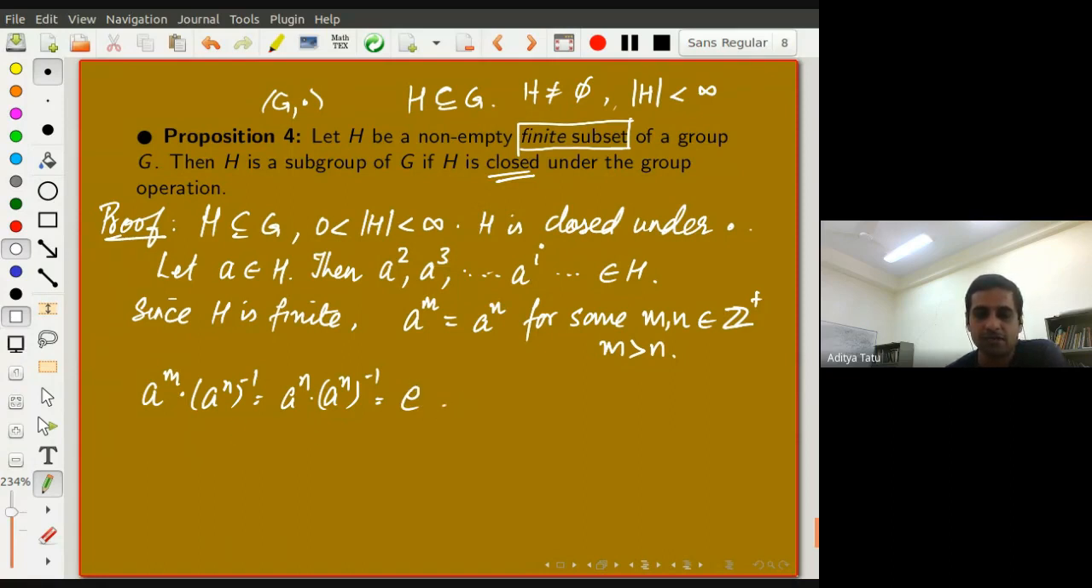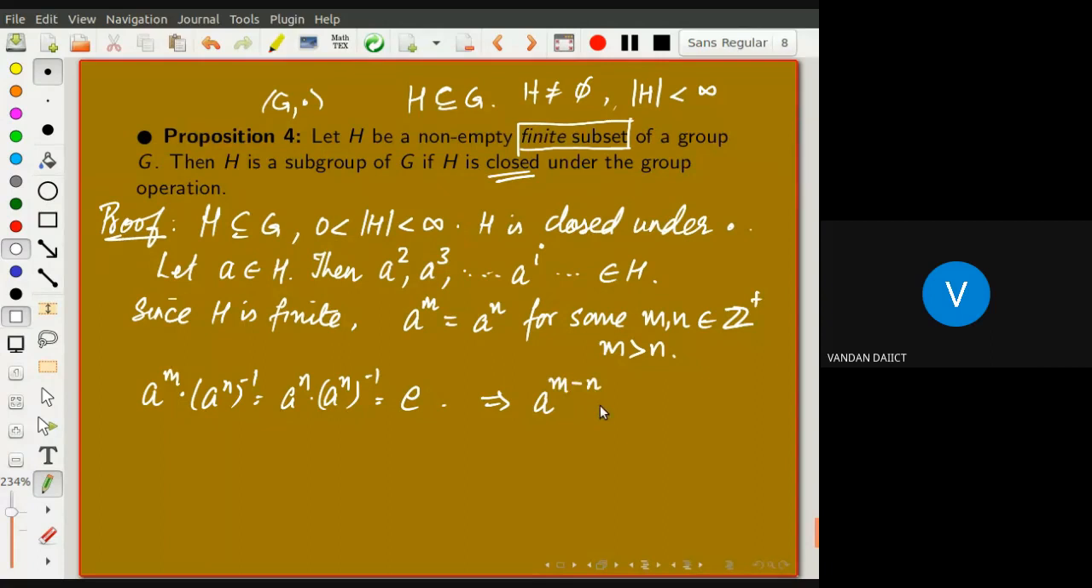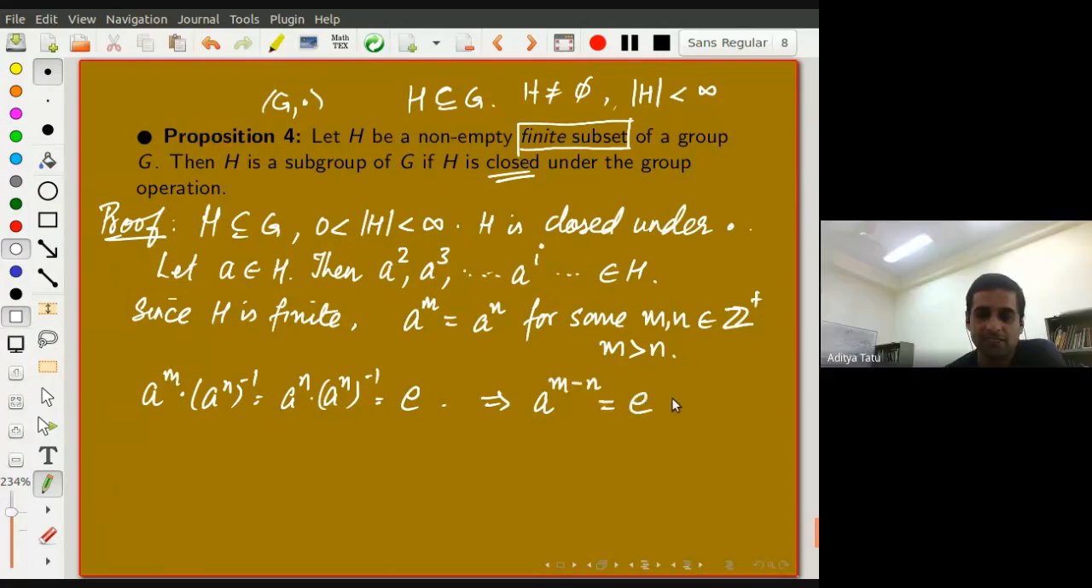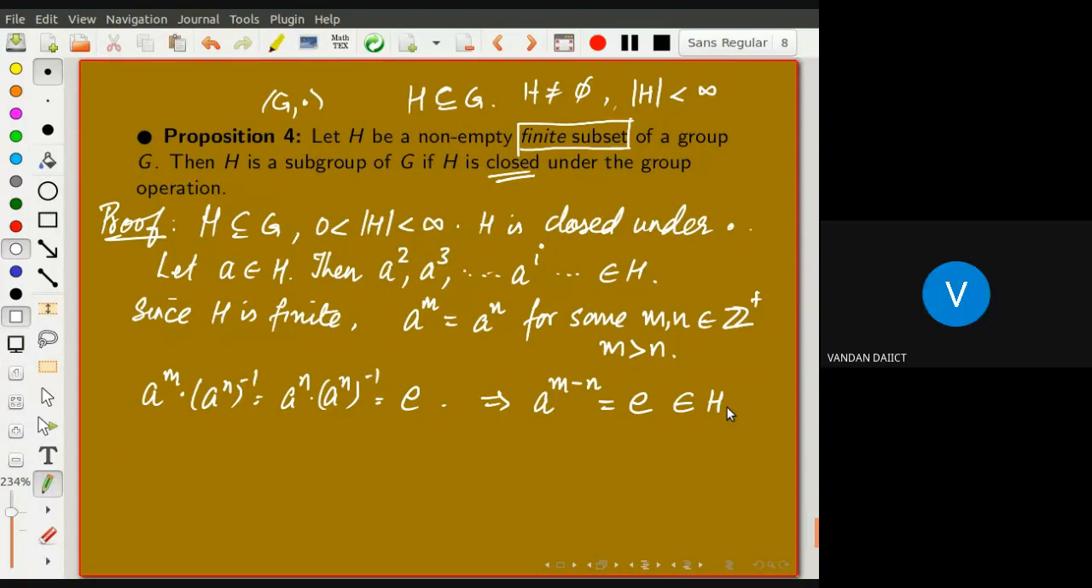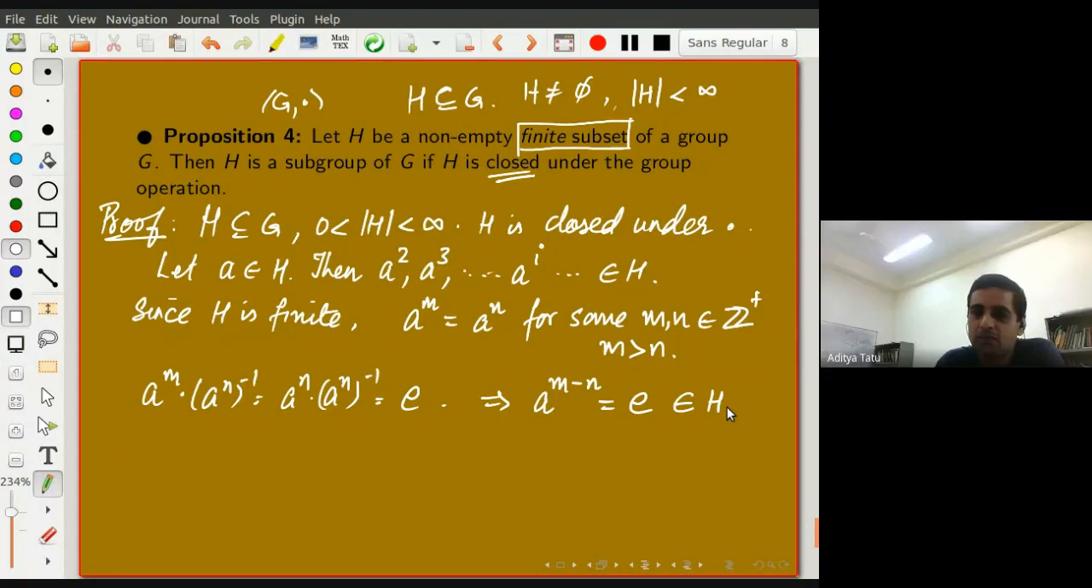What does that imply? How can we write this, A raised to M into A raised to N inverse? Nothing but A raised to M minus N. That's your identity, and this belongs to H. So identity belongs to H. What do we need to show? We need to show that the inverse has to exist.